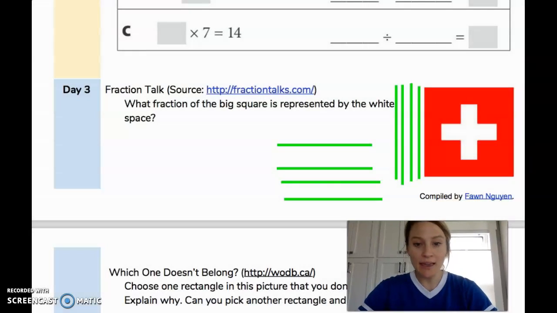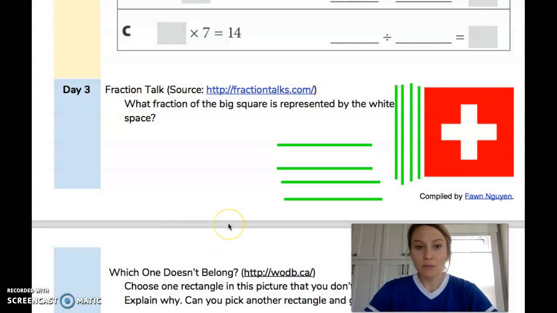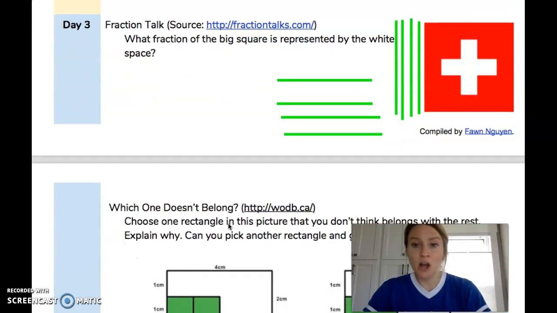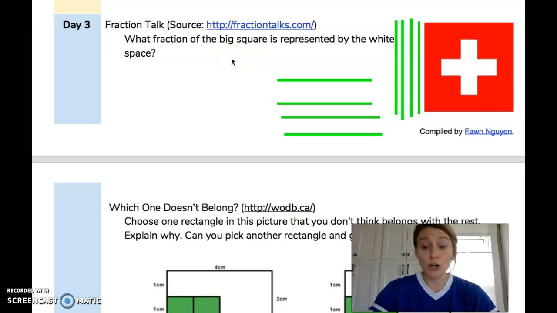So let's take a peek at our math packet. Remember, we did day 2 yesterday, so today is going to be day 3, and it starts with something called a fraction talk. For this problem, it's similar to the ones we've had before, where you need to finish figuring out what each of these squares is worth. The best strategy is to draw a line and count your squares. So let's look at this.